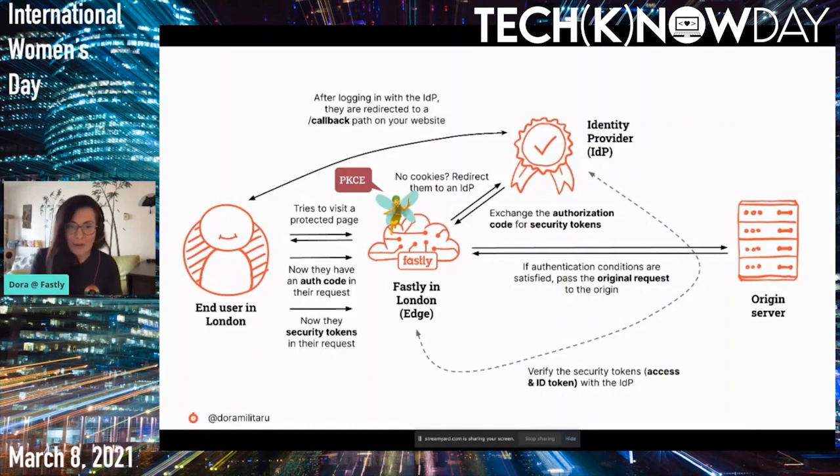Oh, nearly forgot about the Pixie. So all you need to know about Pixie is that it's another single-use code that is sent with the first request from Fastly to the identity provider. We send the auth code and a proof key for code exchange, and it's just an added mechanism of securing that request. So it's like double single use, if that makes sense.